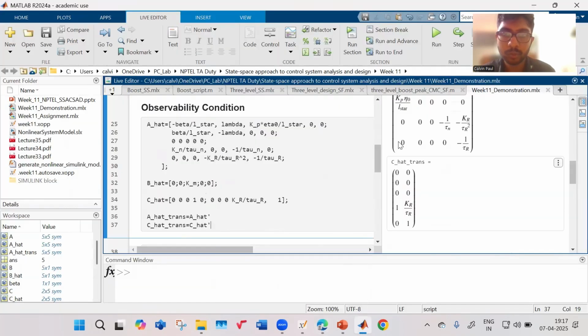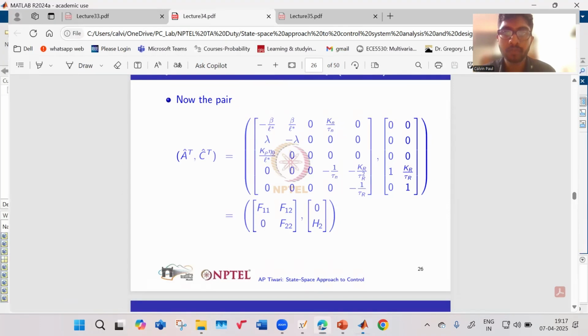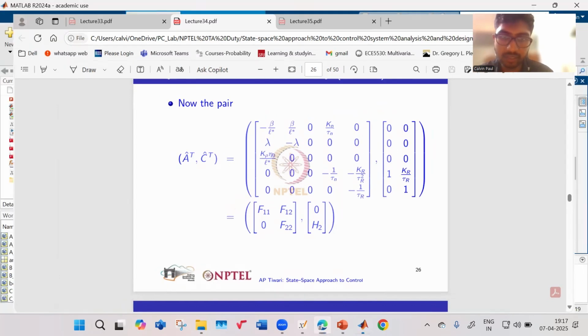Now, this is minus beta upon L star, beta upon L star, 0, k and tau, 0, lambda, minus lambda, 0, 0, 0, kp eta naught L star, equals 0, four zeros. So this is the same. C hat also we got. So now we will divide it into these blocks.